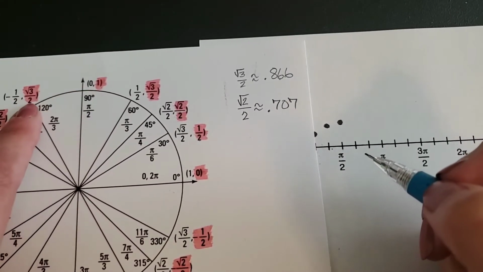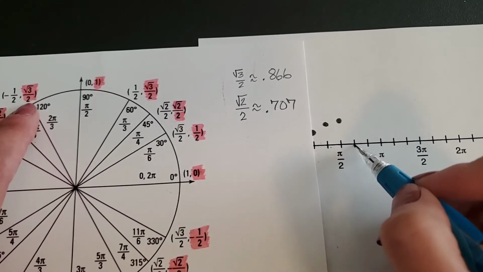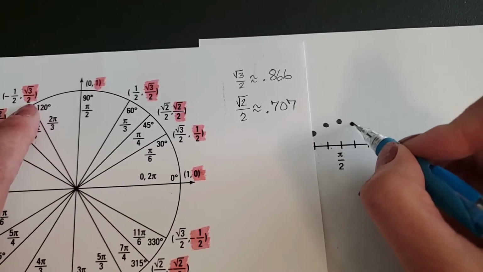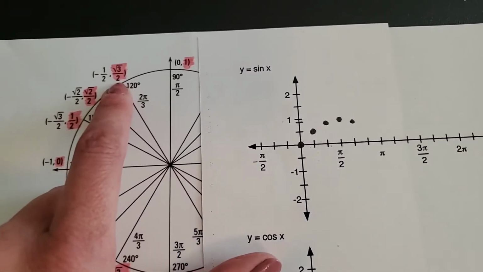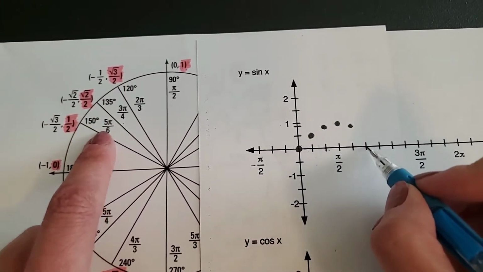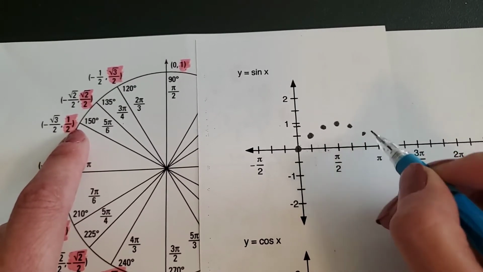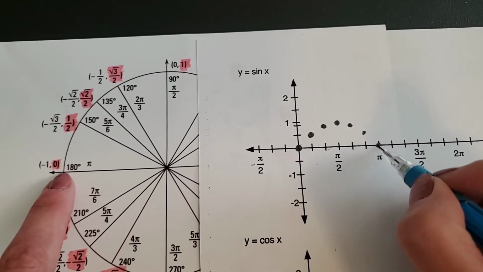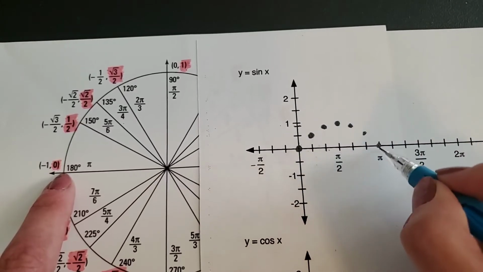And then notice that the values start going down again. Here at 2 pi/3, I'm at √3/2, that 0.866. Maybe I'll hide this underneath so you can see my whole graph. Then at 5 pi/6, I'm back to 1/2. And at pi, I'm back to 0. And so I have this nice, rounded mound here.